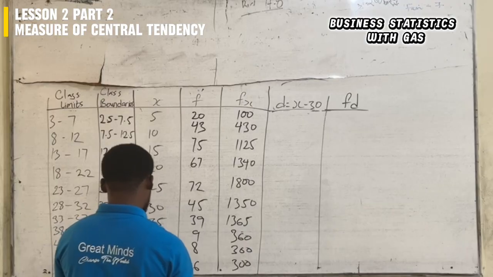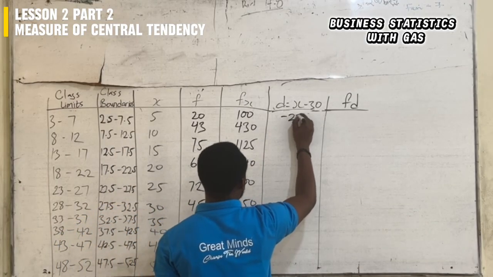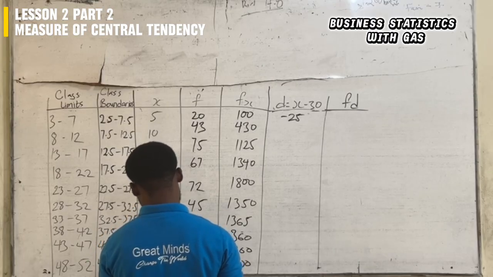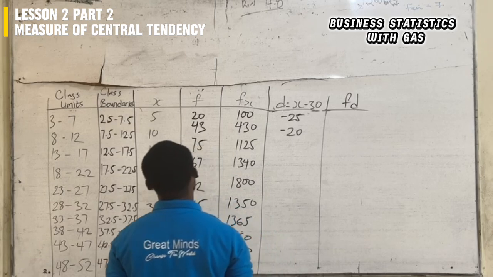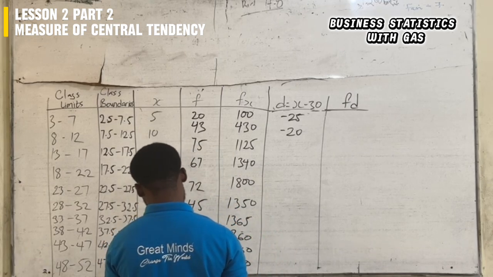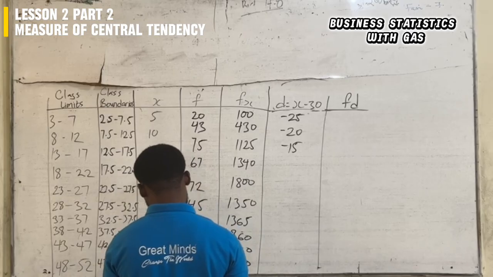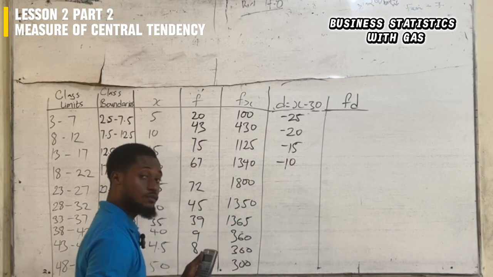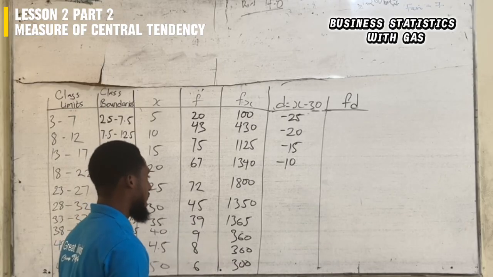When you take 30 from 5, you are getting negative 25. When you take 30 from 10, you are getting negative 20. When you take 30 from 15, you are getting negative 15. When you take 30 from 20, you are getting negative 10. You see I'm using my calculator. Use your calculator. Let your work be in order.